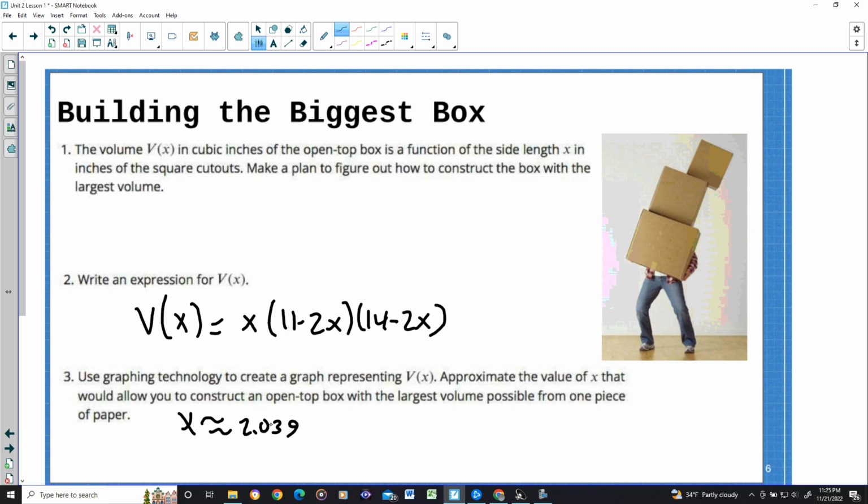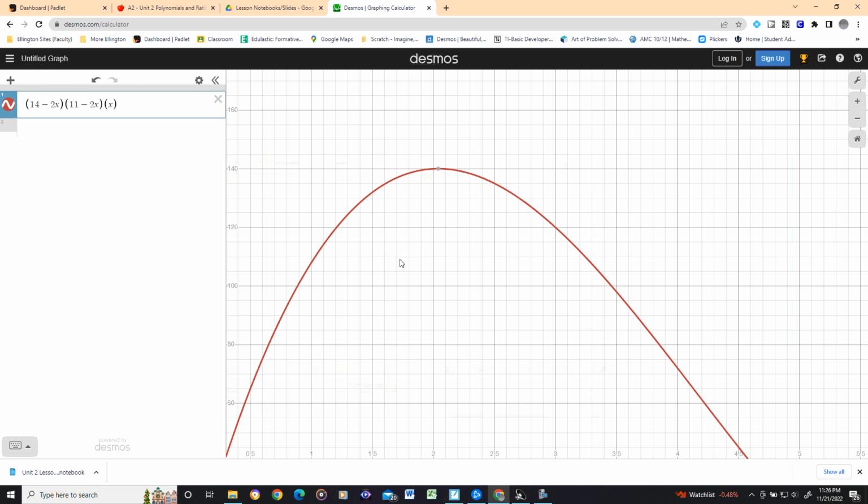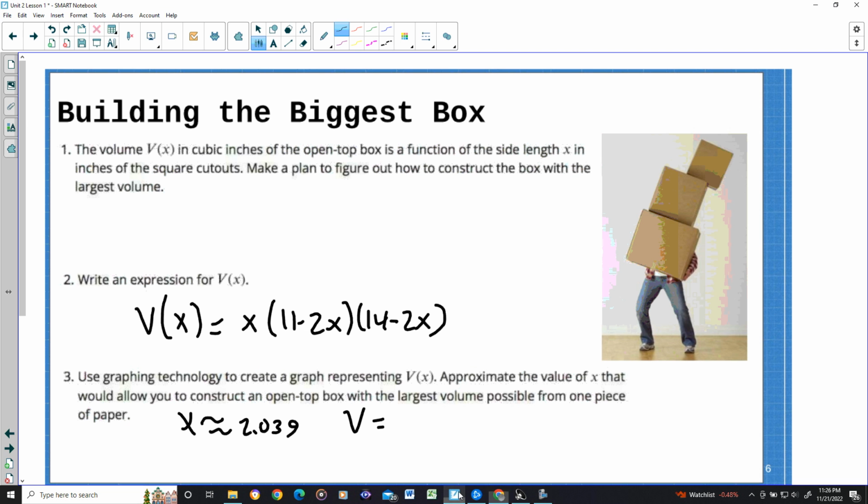Now, I specifically chose this to be different than the one I did in class, just so that there was another example out there of how this works. In class, I used an 11 by 17 piece of paper to construct boxes because that's what I had available. But here I used 11 by 14. So x equals 2.039, and then the volume is right around 140, right? 140.039. Yep, that makes sense. Again, not that much bigger than if we just used 2 inches. But hey, some problems are like that, some are not.